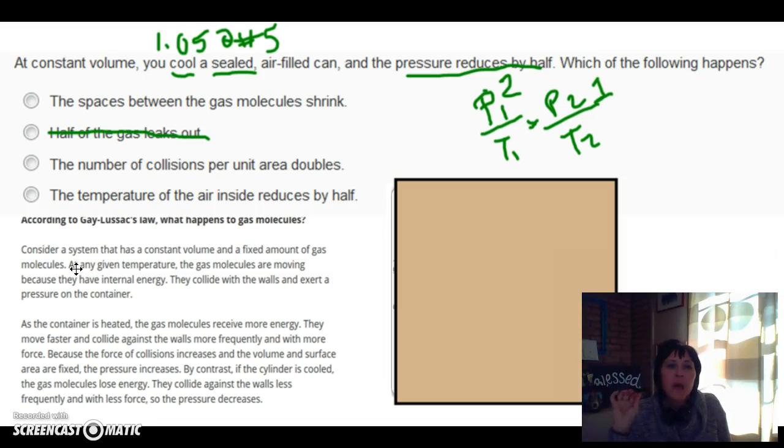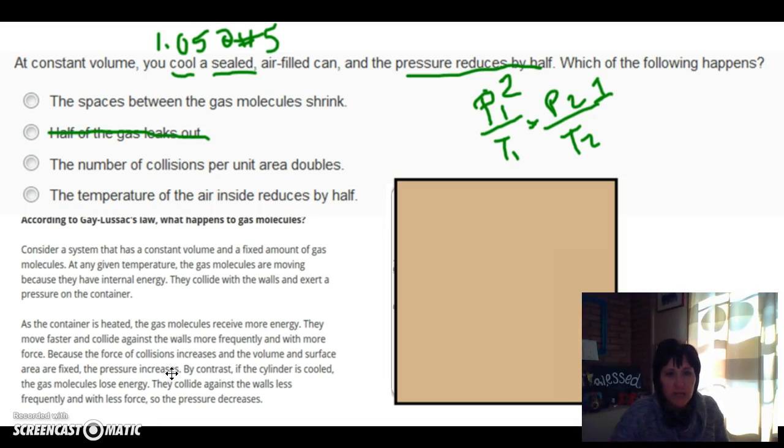So think about the temperature. It's that kinetic energy. As it cools, that kinetic energy is decreasing, so those collisions against the walls start to be less, because the molecules start to slow down, right? As the container's heated, the gas molecules get more kinetic energy, so they move faster and collide against the walls more, which increases the pressure, right?